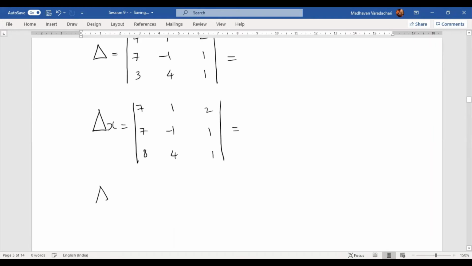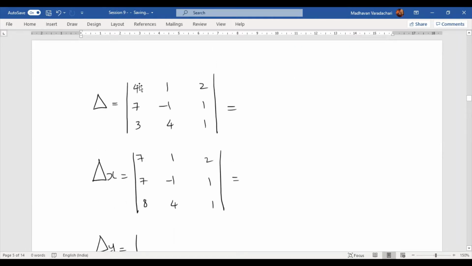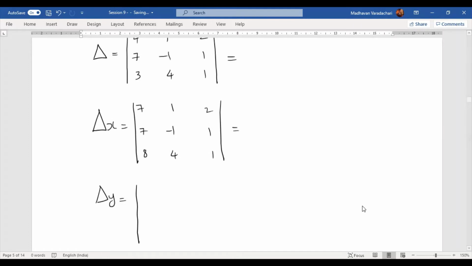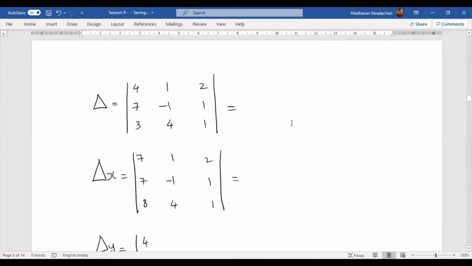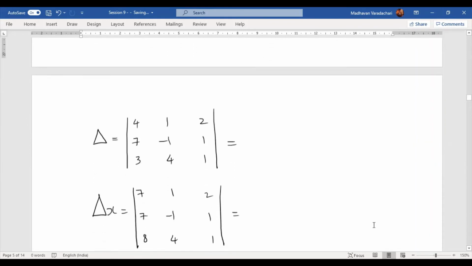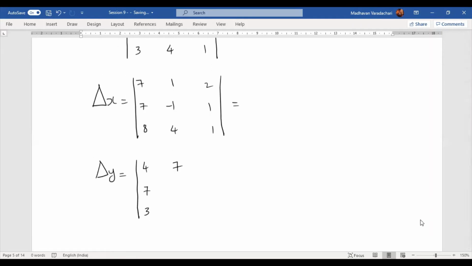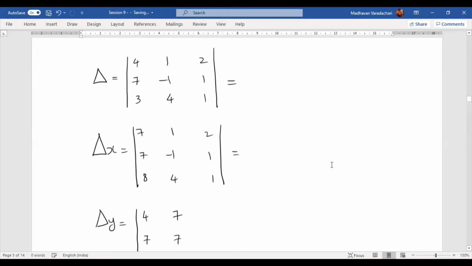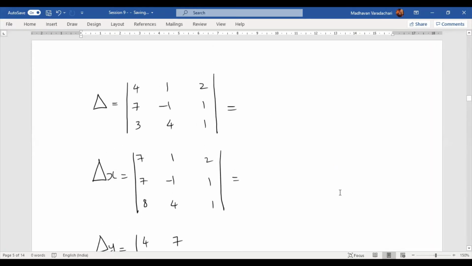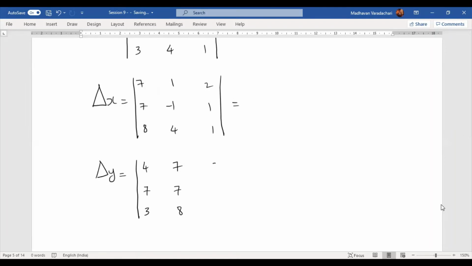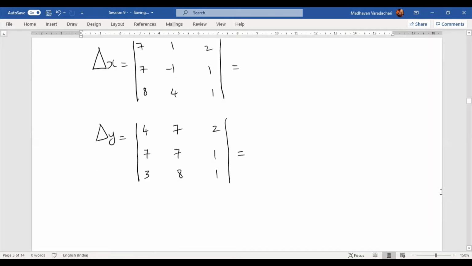Third, you write delta y. Here you write the same coefficients of x as they are, 4, 7, 3 in the first column. Since it is delta y, the coefficients of y are replaced by constants, so instead of 1, minus 1, 4, I will write 7, 7, 8. The third column stays the same, the coefficients of z only, that is 2, 1 and 1. We need to evaluate this determinant also.